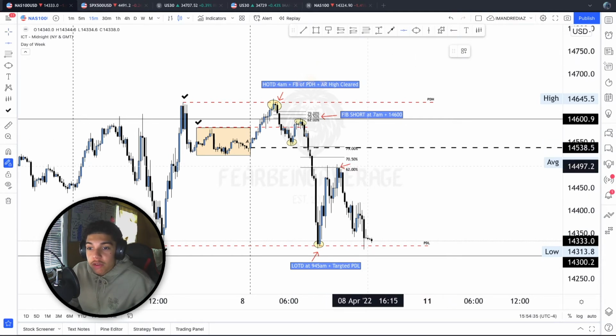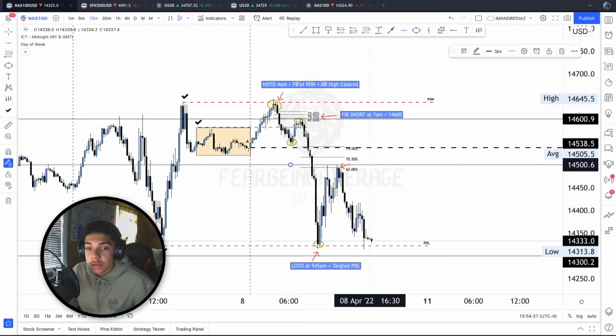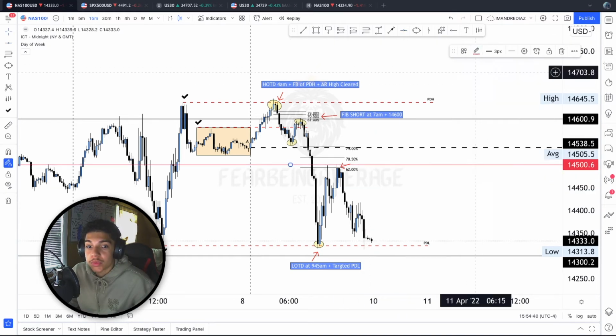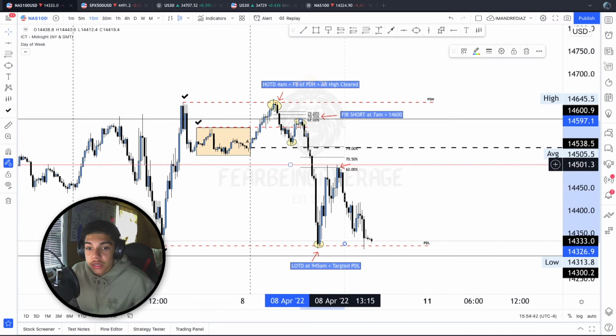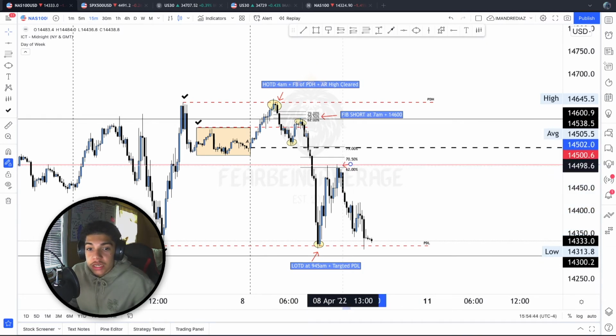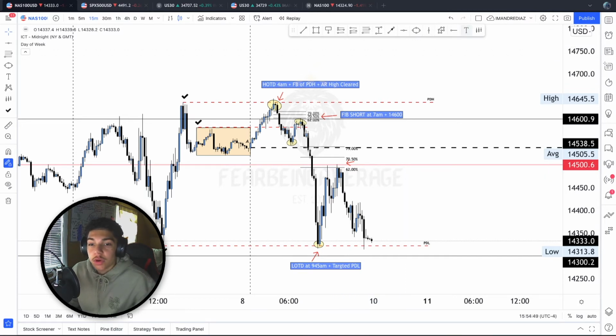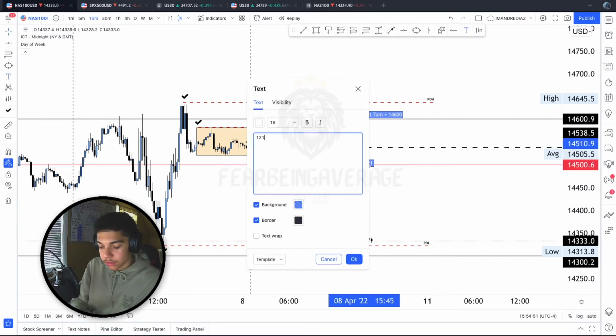And this isn't the only confirmation. Look at where we are in price again. 14,500 big figure level. So these confirmations keep on adding up. They just keep adding up. So let's annotate this. At what time was this? 12:15.